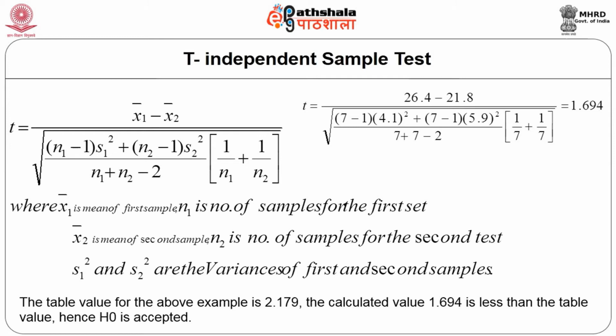Anyhow, you know the number of subjects of your first group and the number of subjects of your second group. You just substitute: x1 bar minus x2 bar divided by the square root of n1 minus 1, where n1 is the first sample size, into the variance of the first sample, plus n2 minus 1, the sample size of the second group minus 1, into the variance or standard deviation square, divided by n1 plus n2 minus 2, into 1 by n1 plus 1 by n2. This is a simple formula.